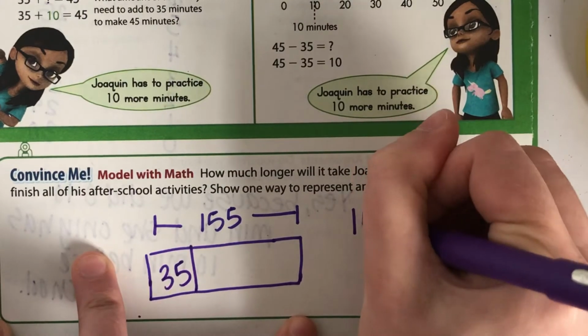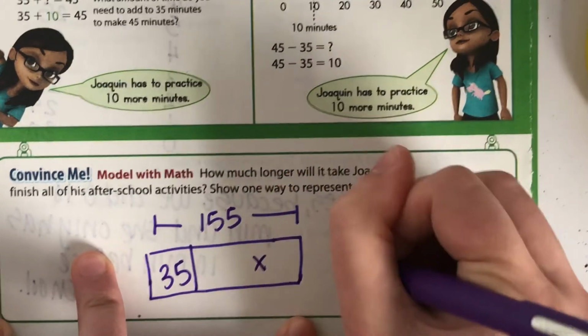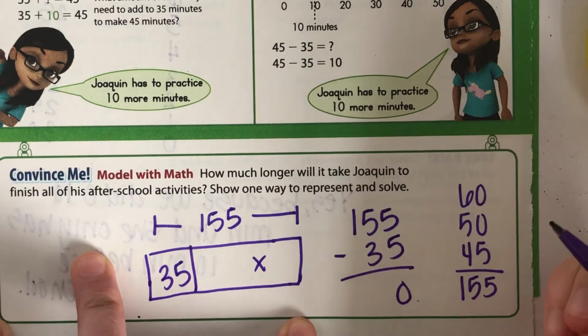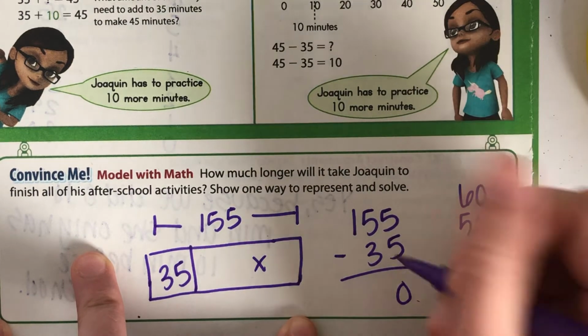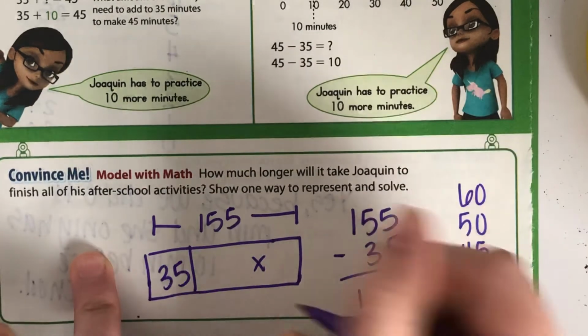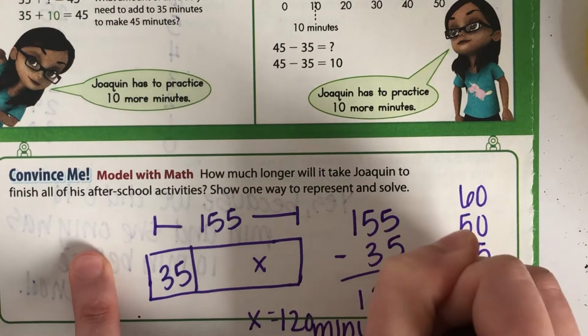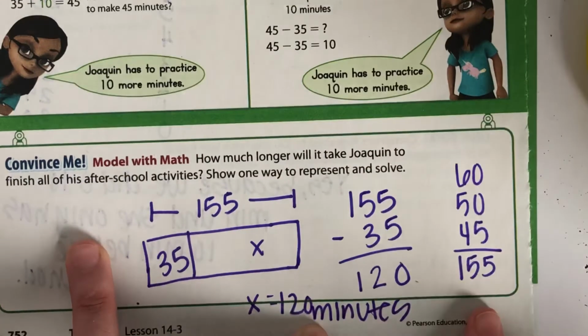So if we do the math, 155 minus 35, 5 minus 5 is 0, 5 minus 3 is 2, 120. So x equals 120 minutes, which is actually 2 hours.